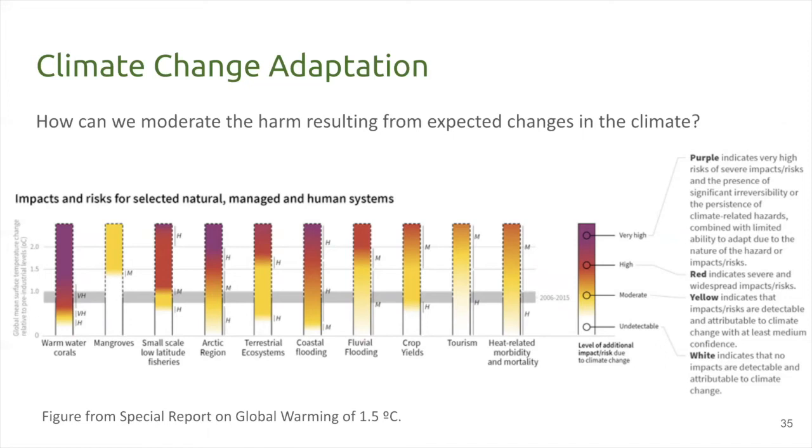So for example, even tenths of a degree temperature rise will have big effects on warm water corals, while say mangrove forests will be less affected by these changes, at least up to a certain point, right? So it's worth knowing every tenth of a degree matters, and different systems will have different amounts of impact as the temperature changes.